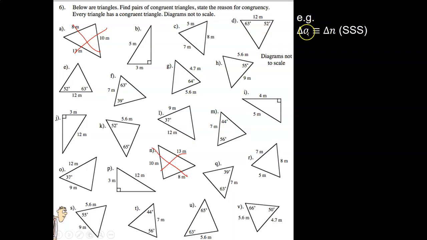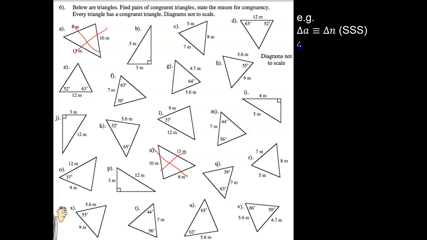So I write triangle A, because it's got the A next to it, is congruent to, so it's like an equal symbol but with 3 lines, triangle N. And in brackets, my reason is SSS. I'll do one more with you. Let's have a look at triangle B together.